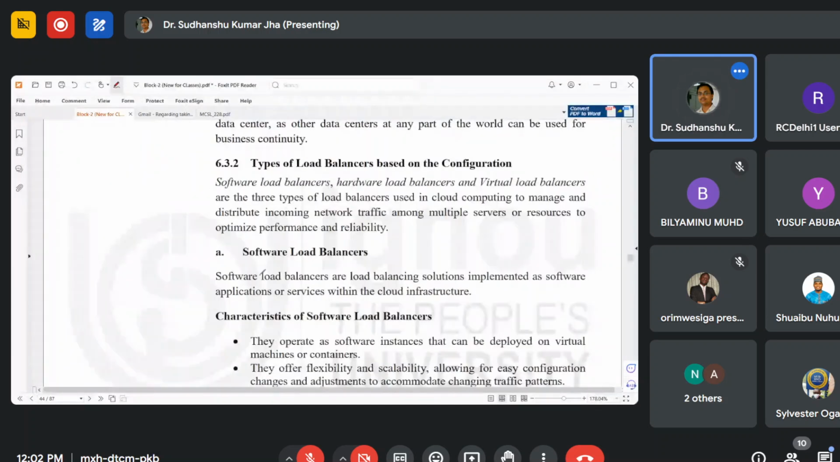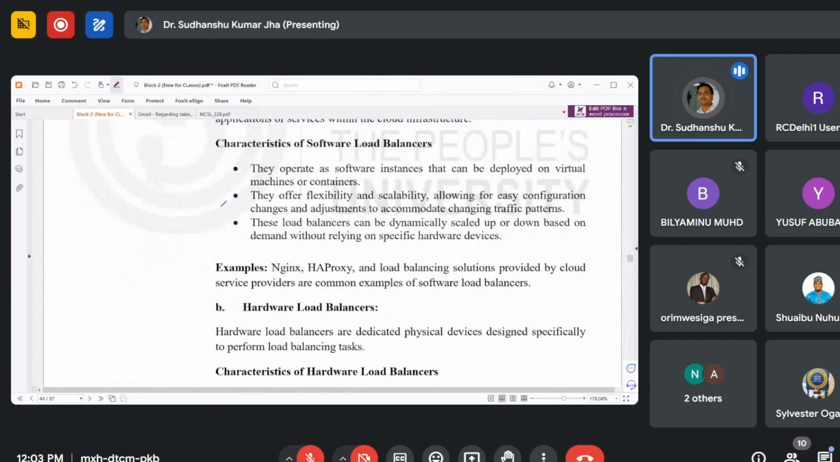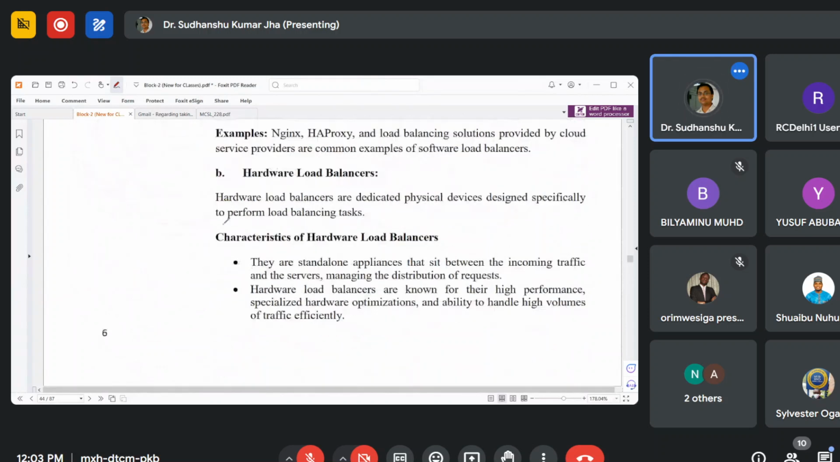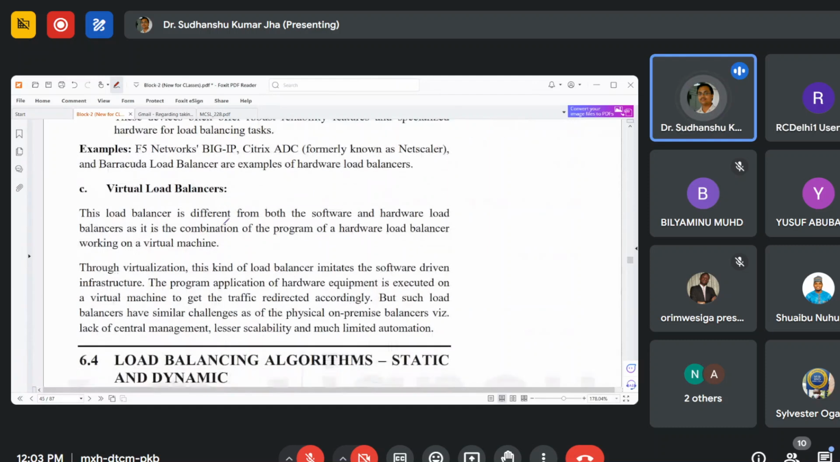If we look at the types of load balancer, we have a software load balancer, hardware load balancer, and virtual load balancer. By the name, you can easily understand that a software load balancer is a kind of software which calculates and deploys the load balancing. In the case of a hardware load balancer, we set up extra hardware with our system to handle the load balancing task. Whereas a virtual load balancer is a combination of the software and the hardware.